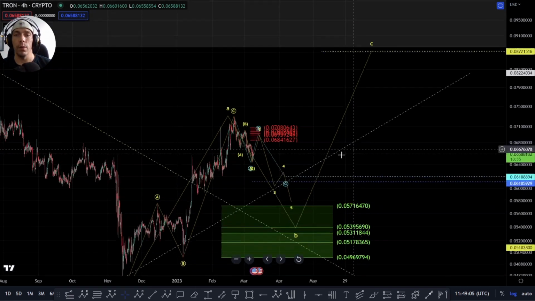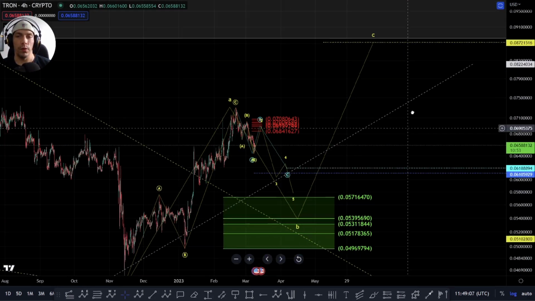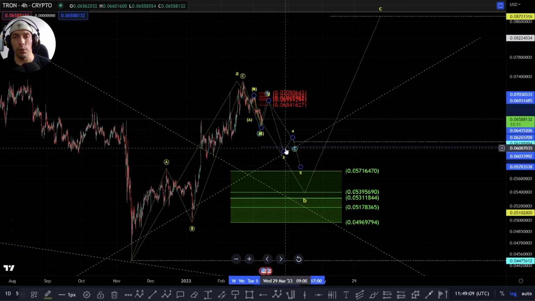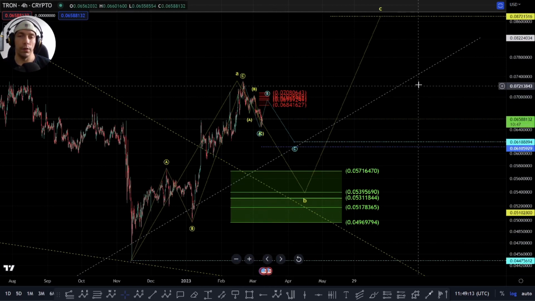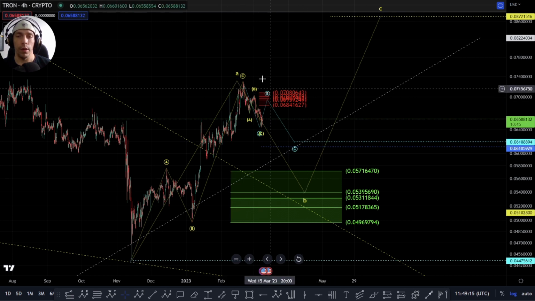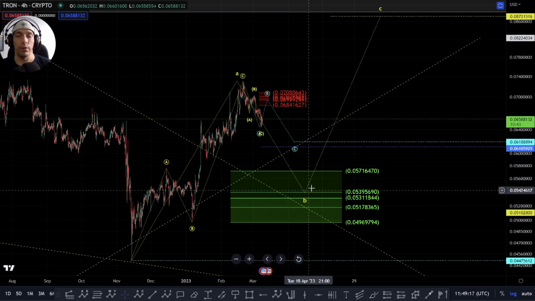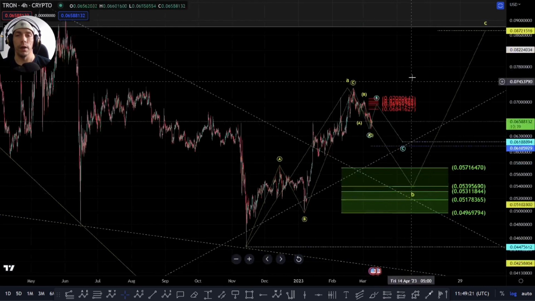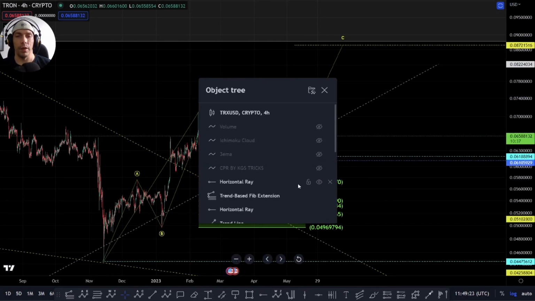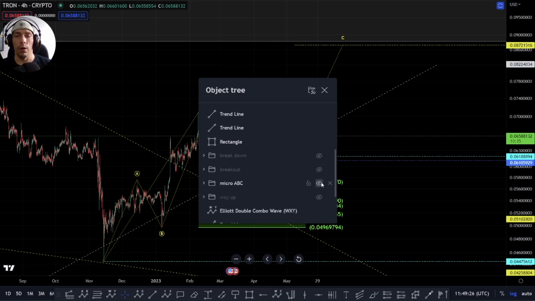Basically, what I am looking for is this potential to push up one more time. Whether we find support here at this upward slanted diagonal, or whether we push through and go deeper into this support box, potentially we could look for this C wave to the upside. So that's what I'm looking at in the shorter term view of this move.